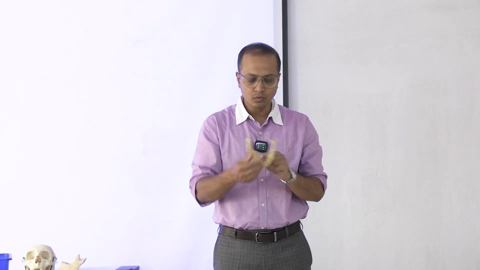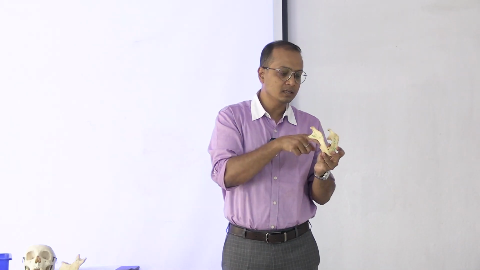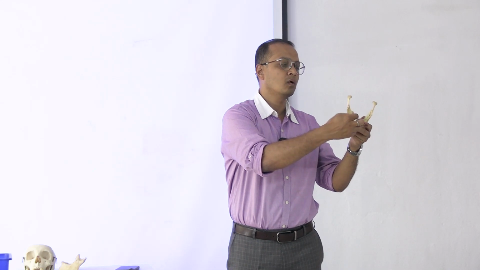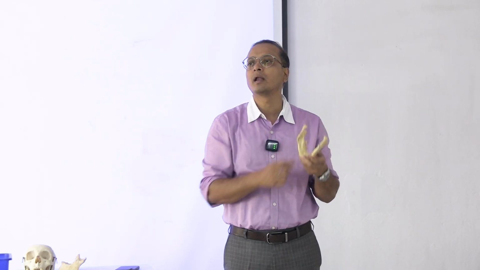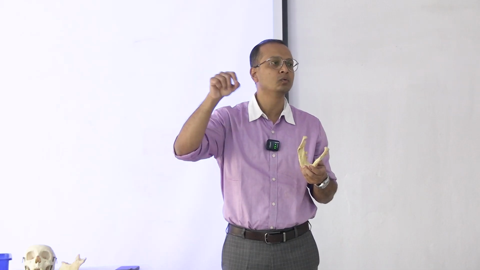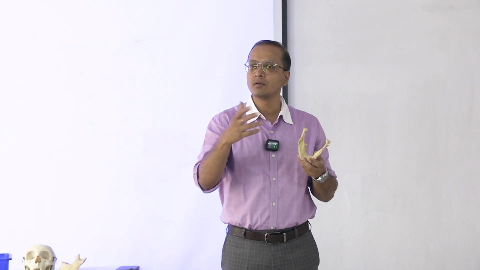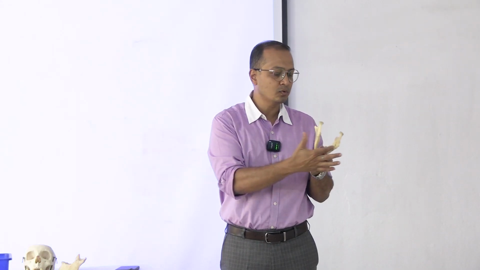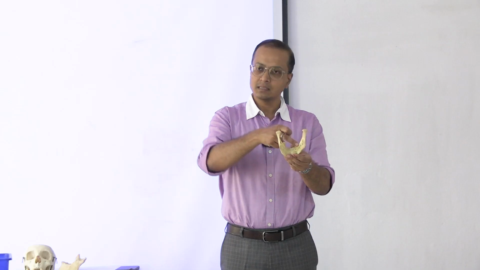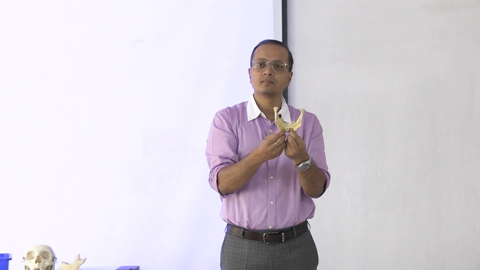Now, if you flip it and go to the inner side, the inner side of this body is divided into an upper half and a lower half by an obliquely running line. We call this line the mylohyoid line, named after a muscle, the mylohyoid, M-Y-L-O-H-Y-O-I-D. Hyoid is a bone and mylo is a muscle which is attached to it. So the mylohyoid line splits the inner side of the body of the mandible into an upper part and a lower part, right.